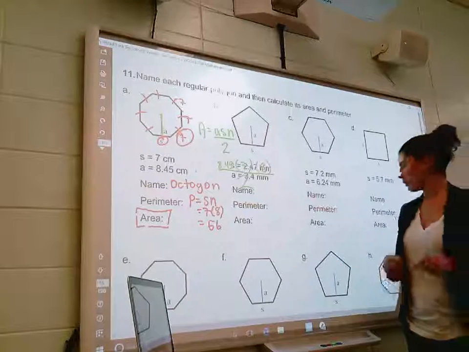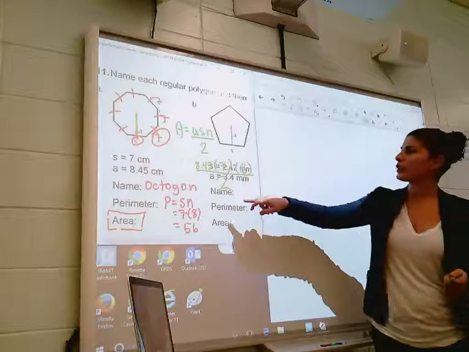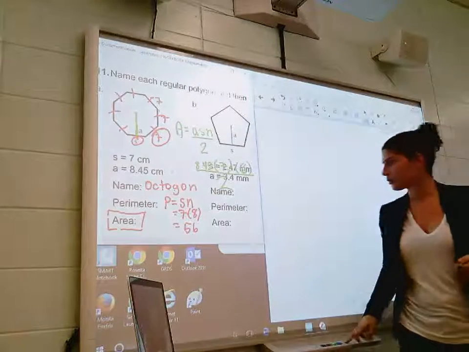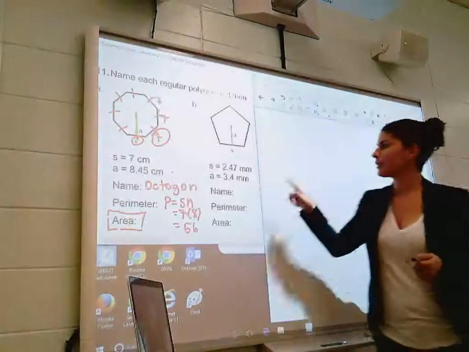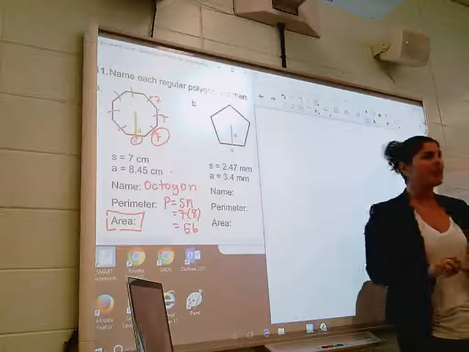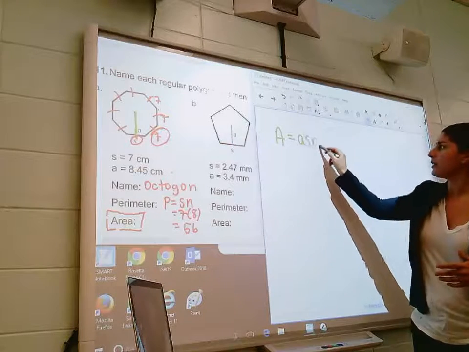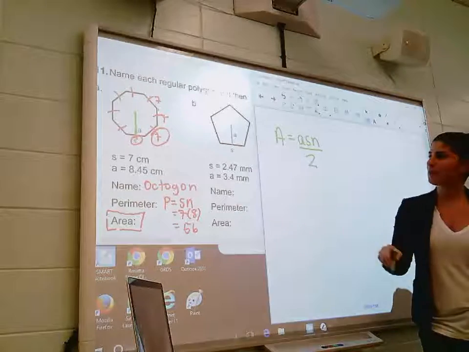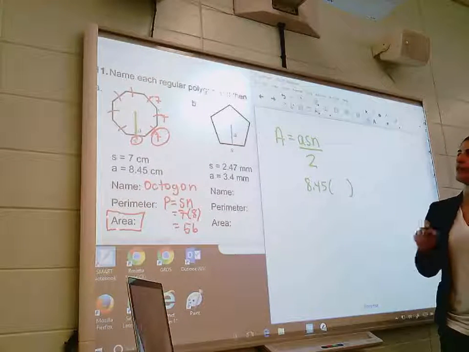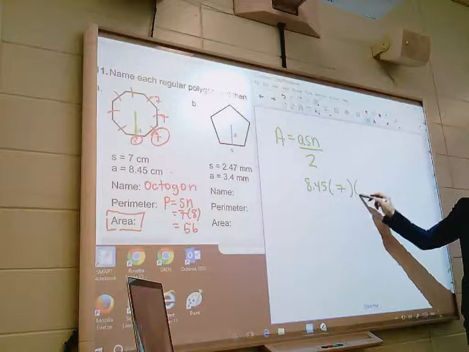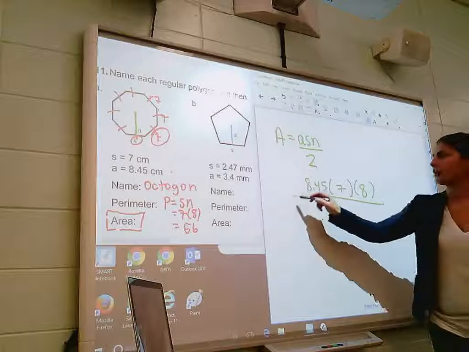This is terrible what I'm doing right now. Let me see if I can make it better. Here, sorry guys, let me redo this. Let's say the formula again. What's the formula? A equals ASN divided by 2. The apothem was 8.45. The side length was 7. And the number of sides? 8, because it's an octagon, divided by 2. And that'll give us our area.